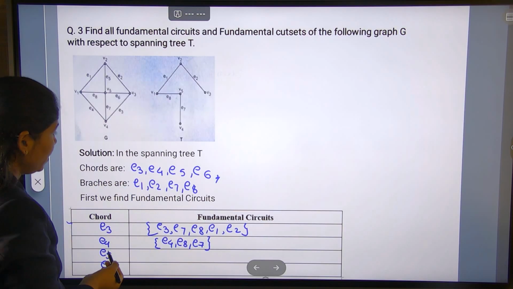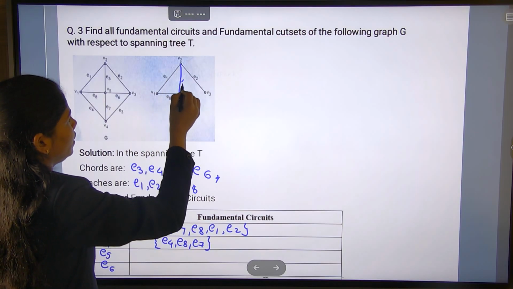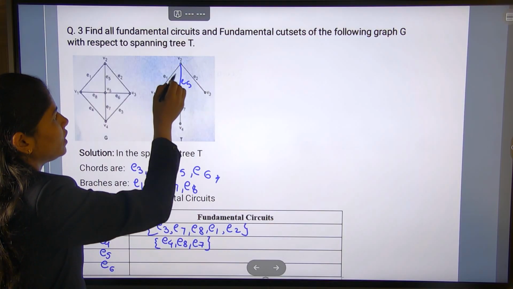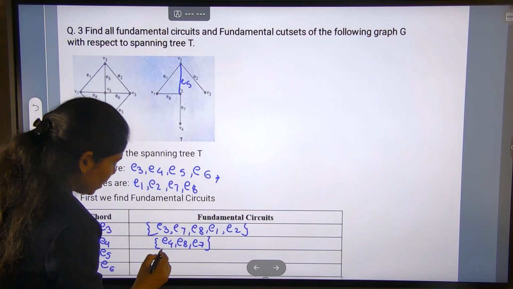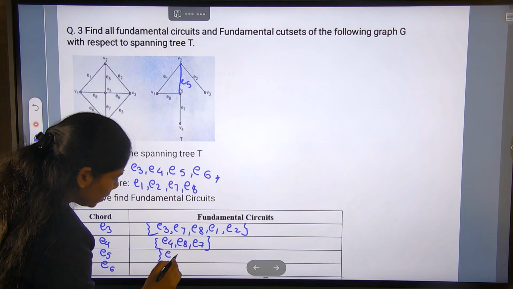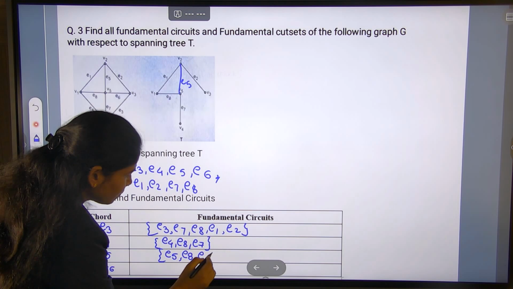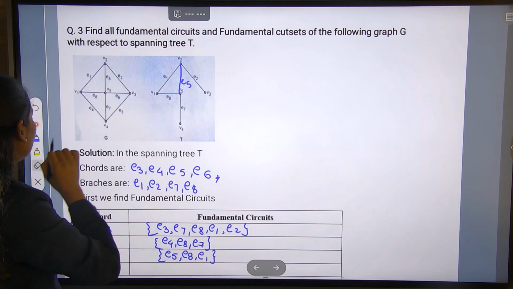The next chord is E5. E5 means this chord. Here we get a cycle. So write down all the edges of that cycle. So E5, E8 and E1. Write down here E5, E8, E1. Okay. Next.